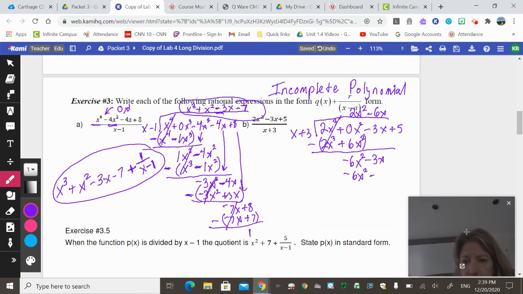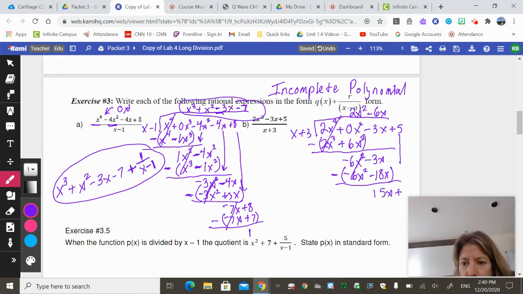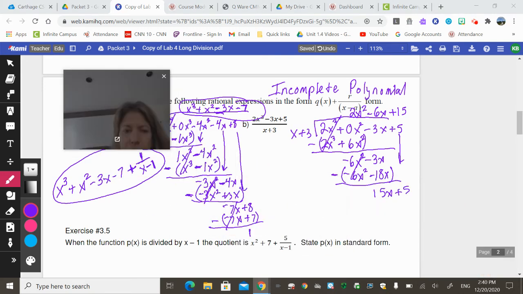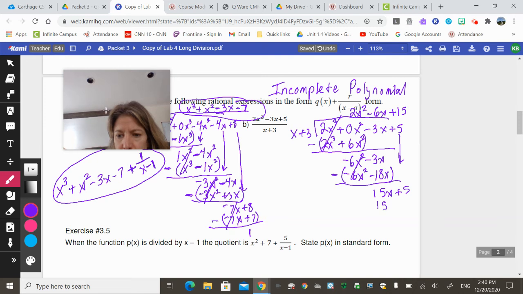and minus 18x. Okay, if you're going to mess up, it's probably with your subtraction here. Okay, negative 3 minus a negative 18. That's the same thing as negative 3 plus 18, which is 15x. Plus, and bring down the plus 5. And then what times x is 15x? That'd be a plus 15. Distribute the 15. And I would get 15x plus 45.